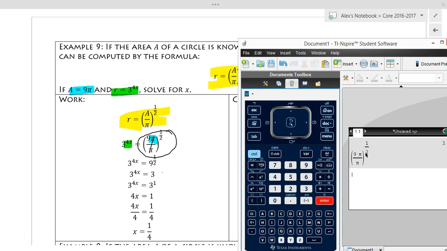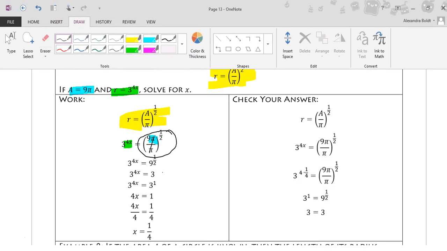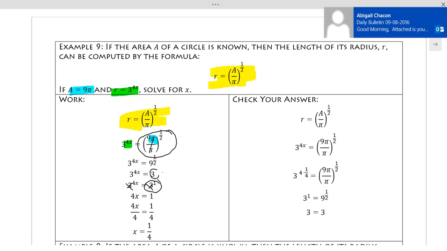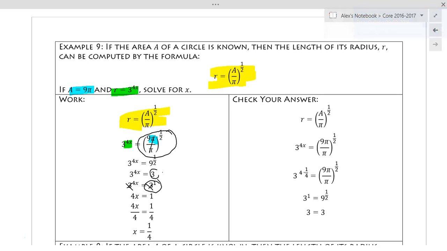Now I have 3 to the 4x equals 3. Now, this is what we were looking at with solving equations. When they have the same base, you can just set the exponents equal to each other. And remember, 3 is really just the same as 3 to the 1st. If it doesn't have an exponent, it's really the same as having an exponent of 1. So now that my bases are the same, they drop out. So 4x equals 1, and then I'm just solving for x, dividing by 4, and x equals 1/4.